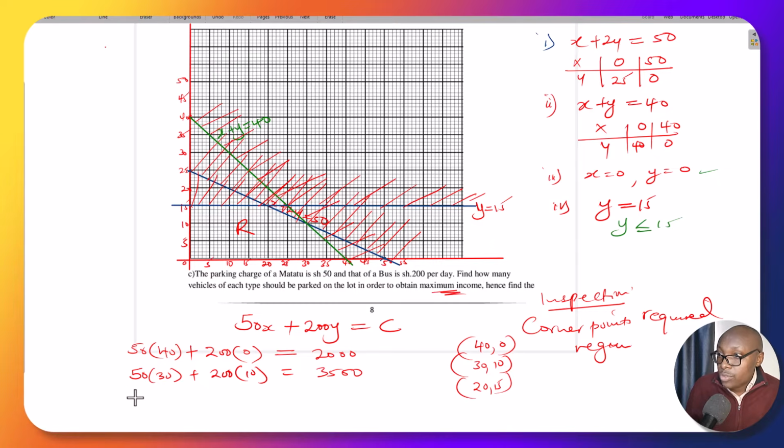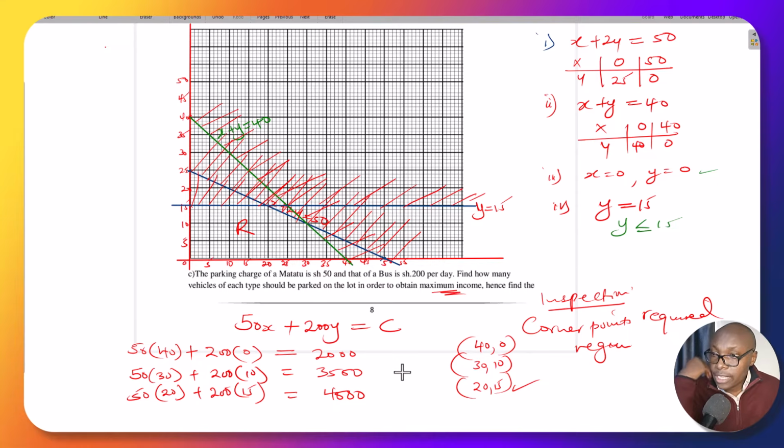And then we have 2015. So 50. And then you have x is 20. We are substituting this one now. Plus 200. We have 15. So this will give 1000 plus 3000. So that will give 4000.